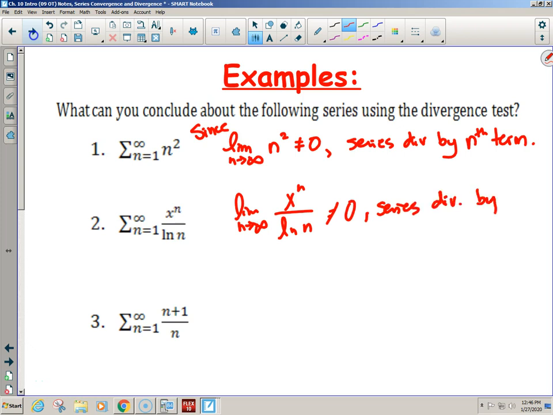But what are we going to do if it says the limit of the sequence is 0? We're going to say we know nothing. We're going to say WKN for me. But you know nothing. You have to move on.